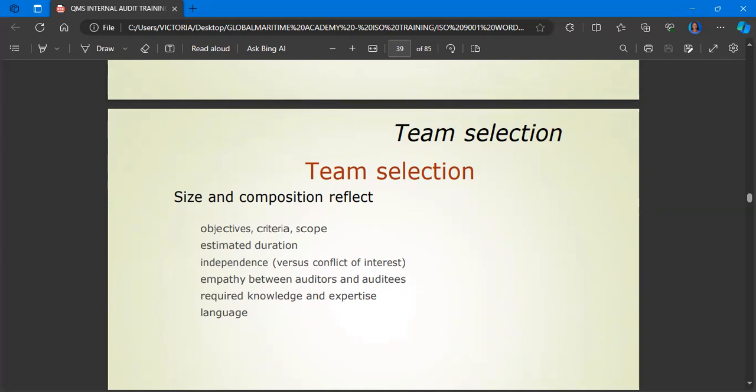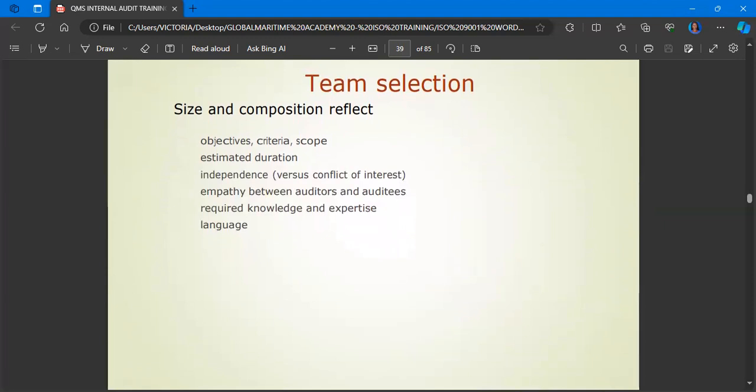That is, as you are composing the team, you have to check if the auditor is independent of the process he or she is auditing. Empathy between auditors and auditees, you have to check all these things. Required knowledge and expertise. If you are going to a very skilled organization that requires some expertise, you have to get technical know-how as part of your partners, so that the audits will be effective.